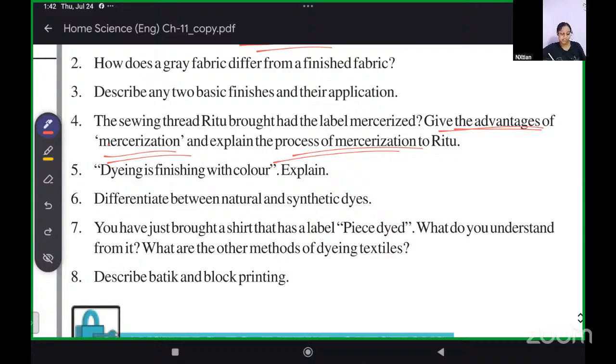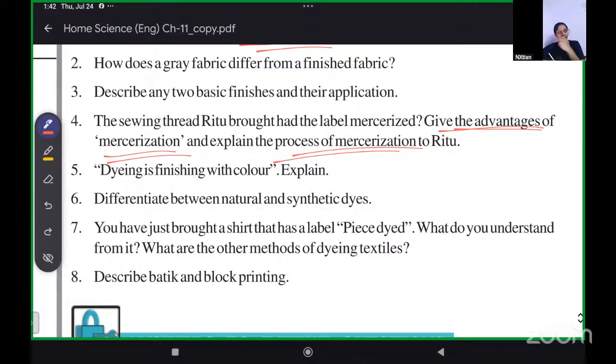Just like finishes make the clothes more appealing, changes their appearance, makes them look appealing, lustrous, attractive, in the same way, dyeing is also a type of finishing that makes the clothes appealing, changes their appearance, makes them lustrous, attractive. So in that way, dyeing is also a type of finishing.